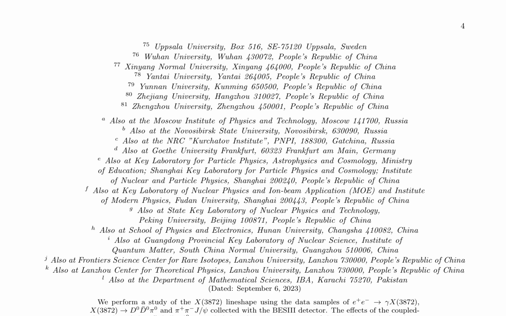The BESIII detector's data samples are utilized to investigate the X3872 line shape in the e+e- → γX(3872) process, with X(3872) → D0 D0bar π0 and π+π− J/ψ channels.